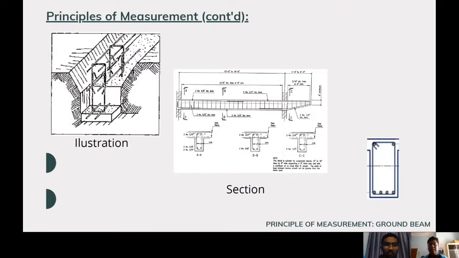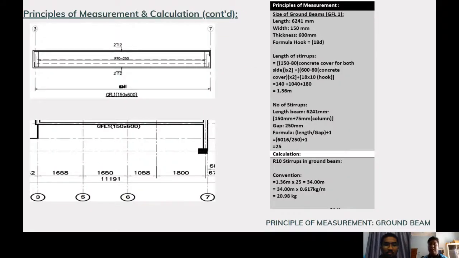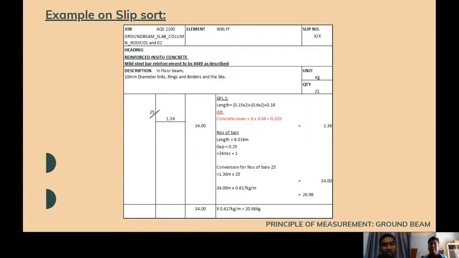So these are some illustrations and drawings of how and where the stirrup is in the ground beam. Next is the principle of measurement and its calculation. Like I said before, we need to know all the sizes of the ground beam. Then we find the length of the stirrup. The difference is that we need to know the number of stirrups, so we find the length of the beam and divide by the gap of the stirrup, which is 250 mm, then plus 1. Then we get the number of stirrups, which is 25. After that, we multiply the number of stirrups by the length, and we get the total length and convert it to kilograms, which is 20.98. So this is an example of the stirrup that we use in SISOP.